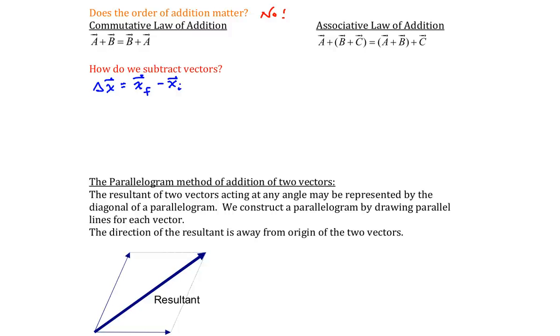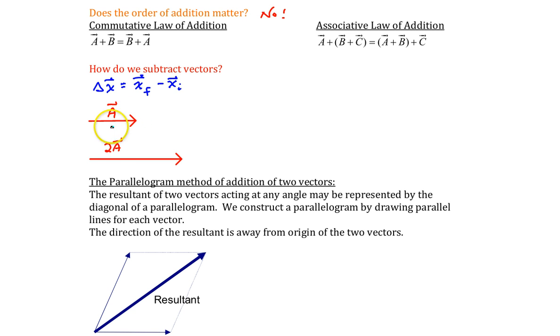Let's say I have vector A. I'll make it about 2 units to the right. But now I decide to multiply it by 2. So what would vector 2A look like? Take a guess. Draw it. Hopefully you guessed it. It's twice as long as the original vector A.